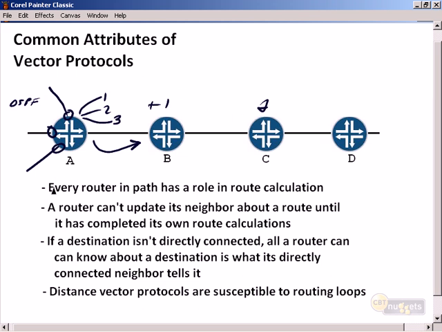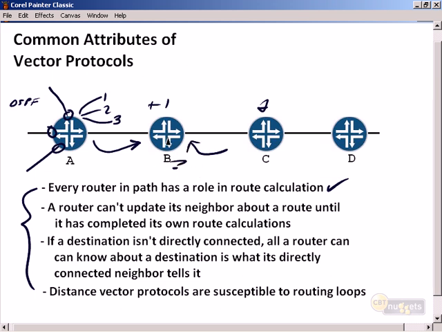Now, here's some common attributes of vector protocols, okay? Every router in the path, let's say the path is from A to D, is going to have a role in the route calculation. Also, a router can't update its neighbor, okay? Let's say A cannot update router B about a route until it's completed its own route calculations. It's locally converged on itself. Then it can actually update its neighbor. Also, if a destination isn't directly connected, then all a router can know about the destination is what its directly connected neighbors tell it. Okay? Does that make sense? Let me restate that.